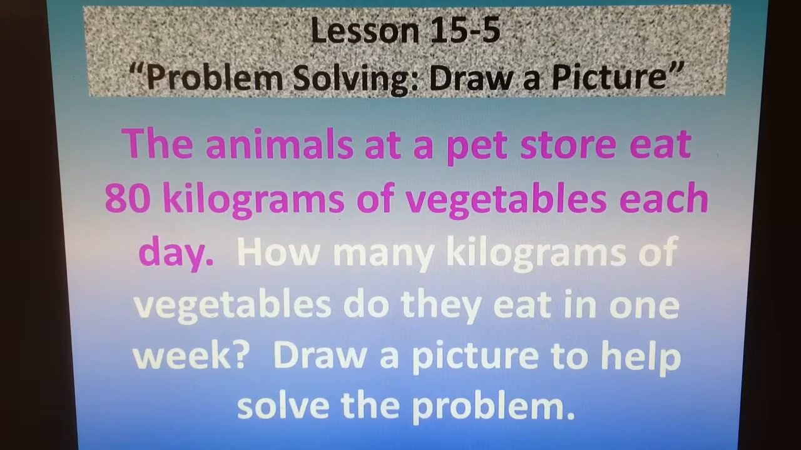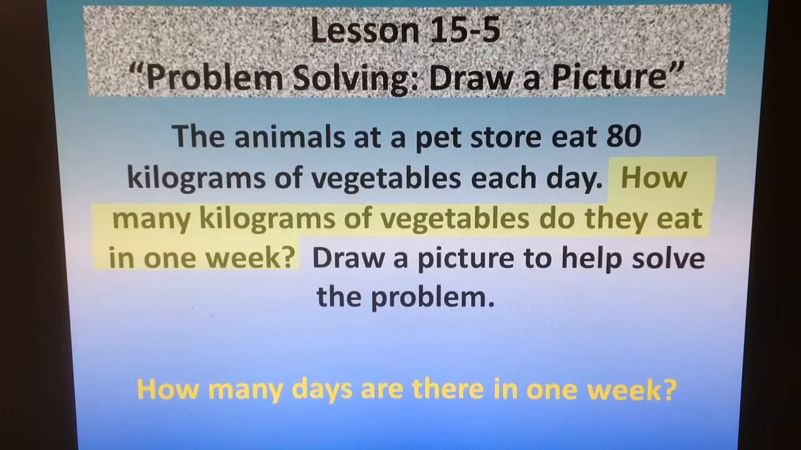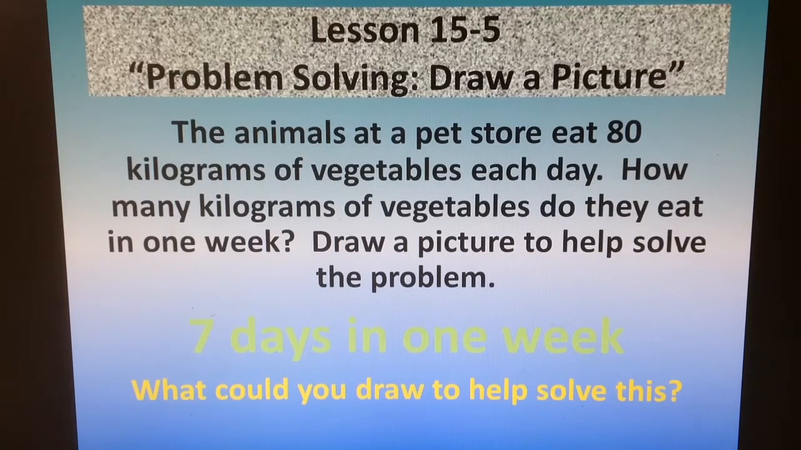Here's the kind of problem we worked with today. The animals at a pet store eat 80 kilograms of vegetables each day. How many kilograms of vegetables do they eat in 1 week? Draw a picture to help solve the problem. So first we thought, what are we asked to find? Well, we're asked to find how many kilograms of vegetables they eat in a week. Then we thought about how many days there are in a week. There are 7 days in a week.